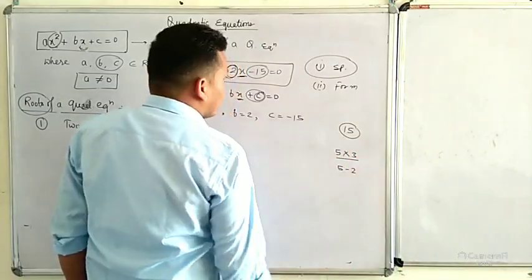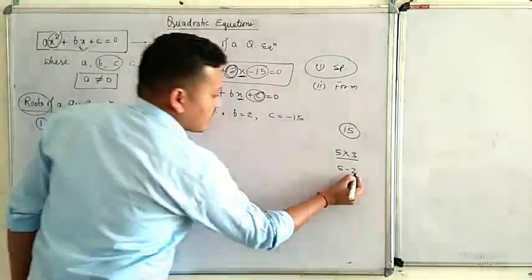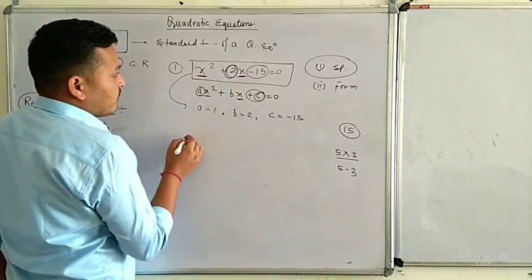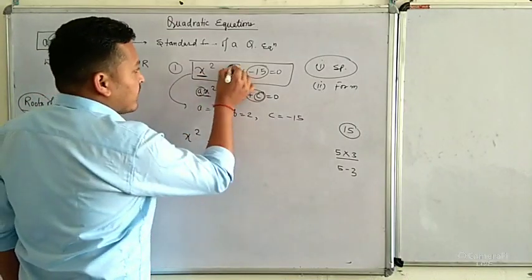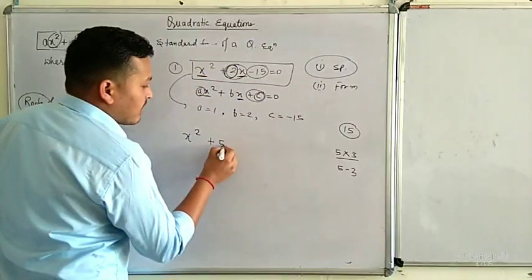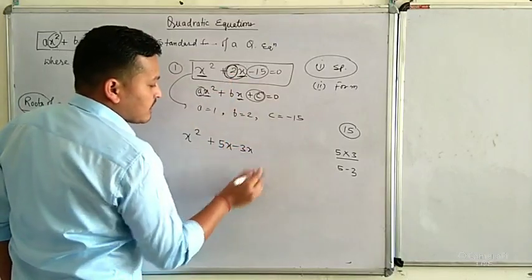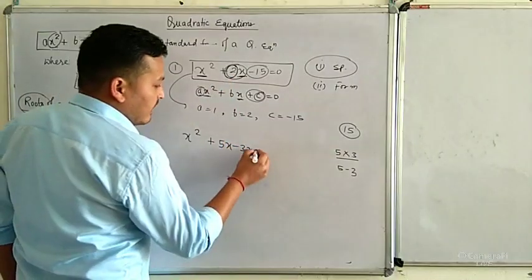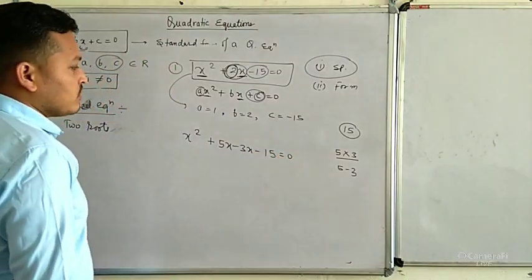These are the factors of 15, 5 and 3, and the difference of 5 and 3 is 2. So then here we can put x square, then plus 2x. So how can we solve this part? We can write here plus 5x minus 3x, because we want 2x, and minus 15 is equal to 0.